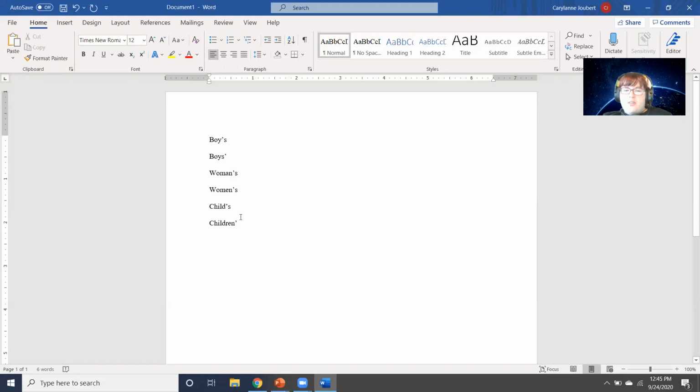Child is singular. And same with children, it's irregular. It doesn't end in S in the plural, but it's already plural, so we add the S here. You would never want to write a sentence with the word children's like this because children is already plural, so it's incorrect writing it that way.